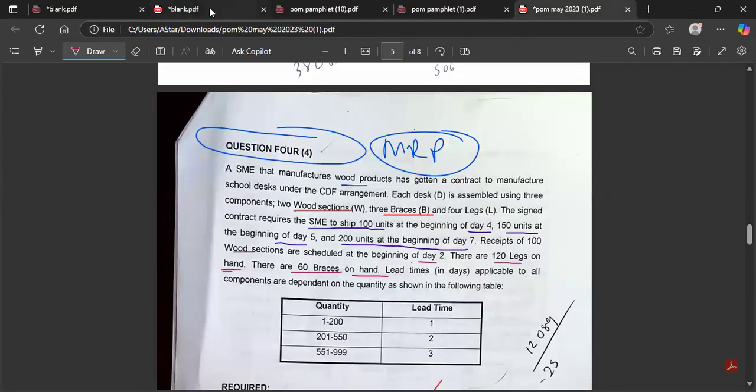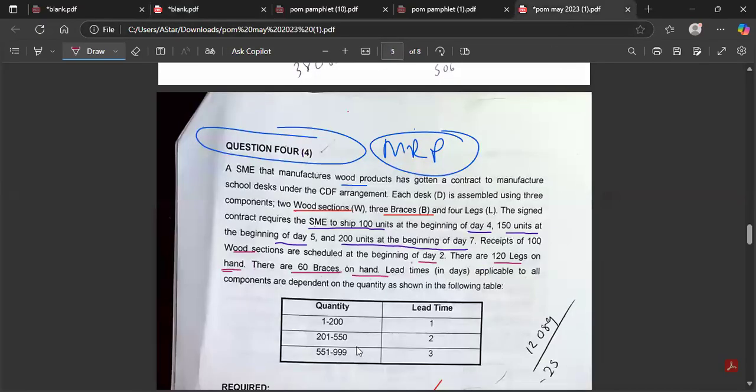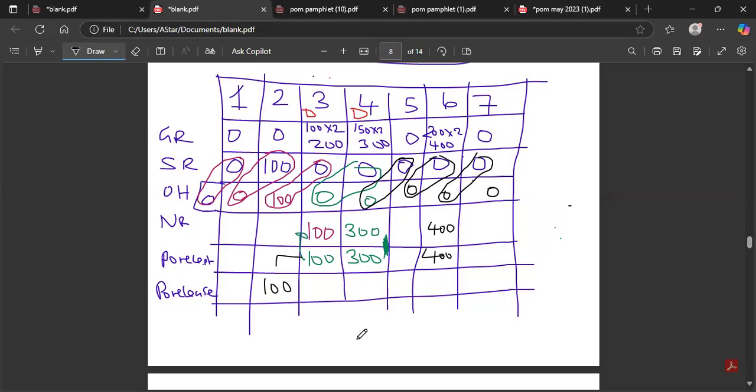400 is 1. Okay? So 100 lead time is what? Is 1. Then what happens to the lead time of 300? So 300 lead time falls where? 201 to 550. The lead time is 2. Are we safe? 201 to 550. The lead time is what? 2.